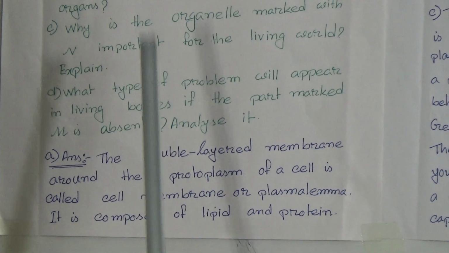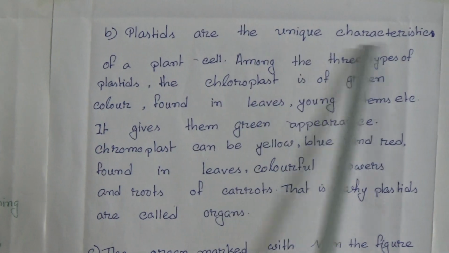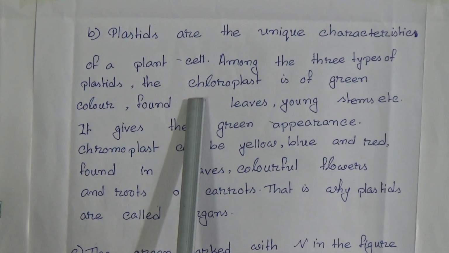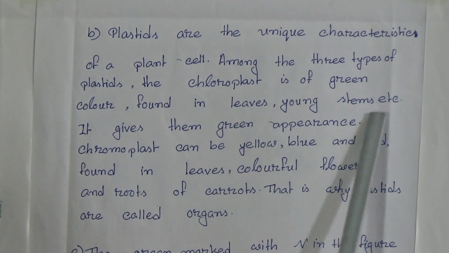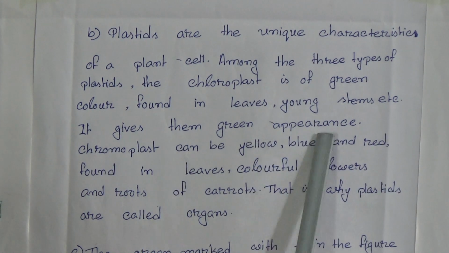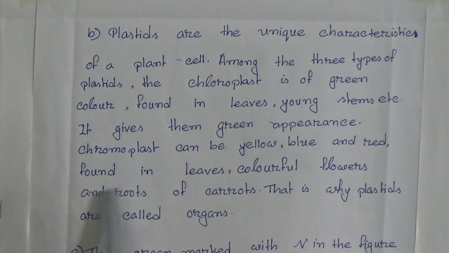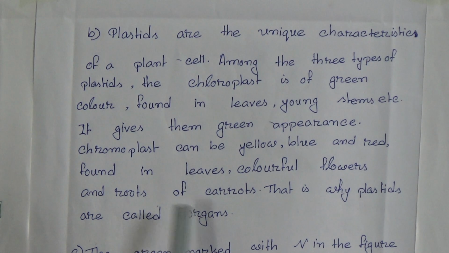Now, question number B. Why are plastids called color forming organs? B answer: plastids are the unique characteristic of a plant cell. Among the three types of plastid, the chloroplast is of green color, found in leaves, young stems, etc. It gives them a green appearance. Chromoplast can be yellow, blue and red, found in colorful flowers and roots of the carrots. That is why plastids are called colorful organs, color forming organs.